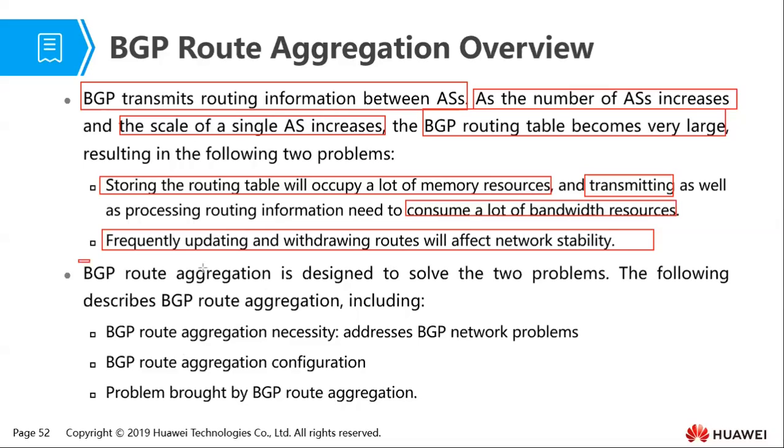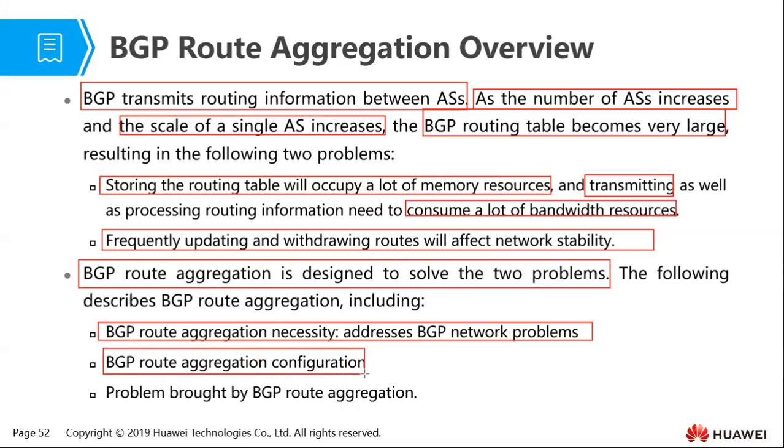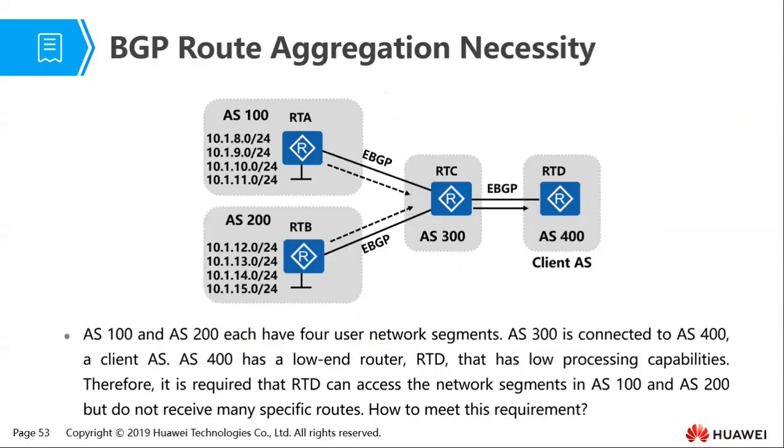So BGP route aggregation is designed to solve these problems. The following describes BGP route aggregation. Number one, why is it necessary? I think we've already talked about that. Number two, route aggregation configuration. How do we configure it? We talked of manual and automatic aggregation. Then we are also going to see another problem that is going to come up as a result of BGP route aggregation.